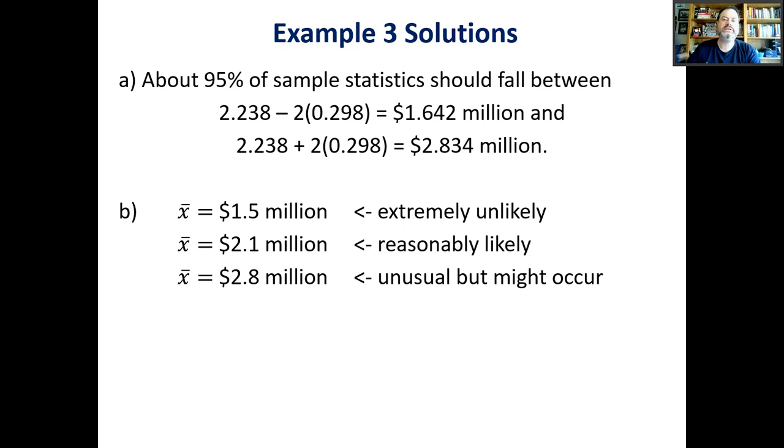Right? And you can see that just by looking at the 95% rule. So the lower limit is 1.642. This is extremely unlikely because it's way farther to the left. 2.1 is right in the middle of the interval, very comfortable, reasonably likely.